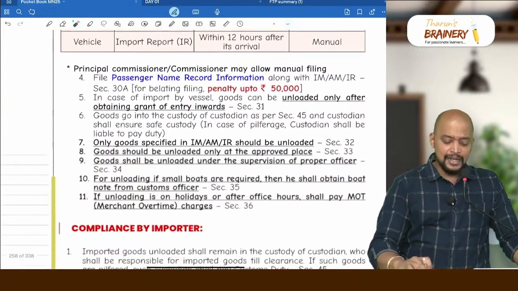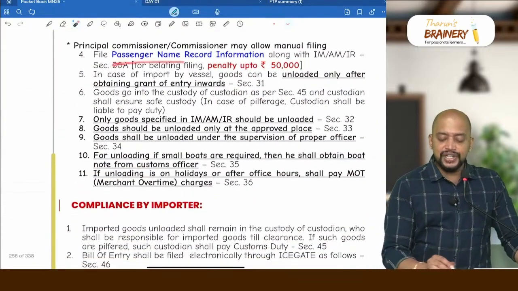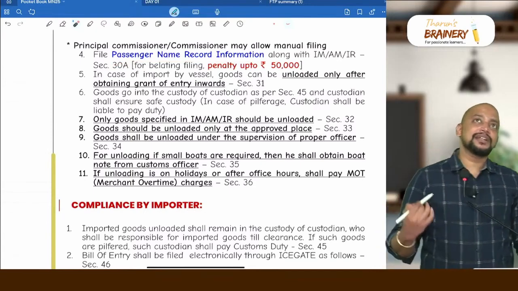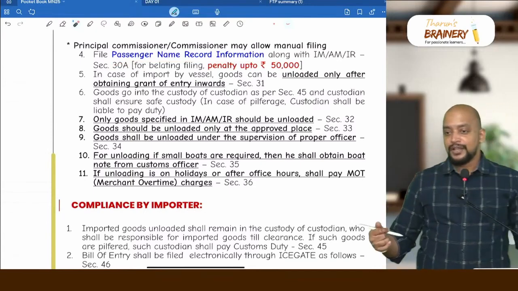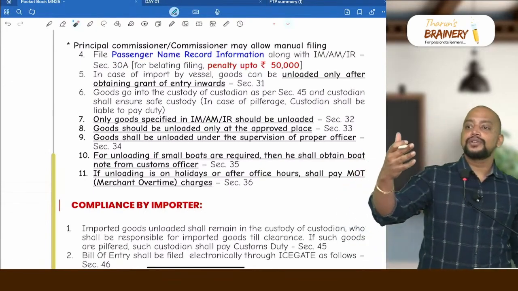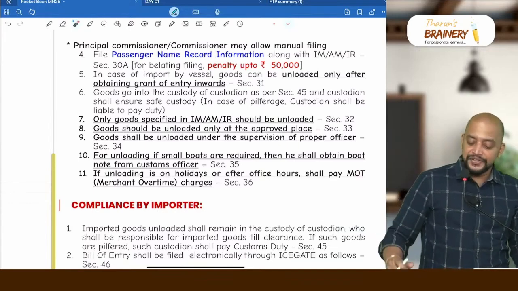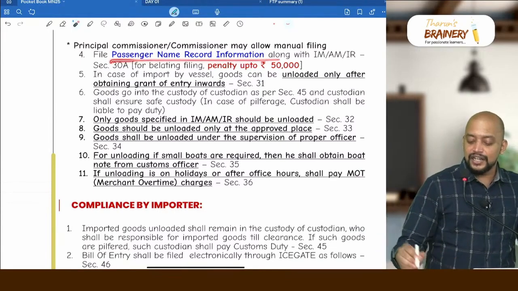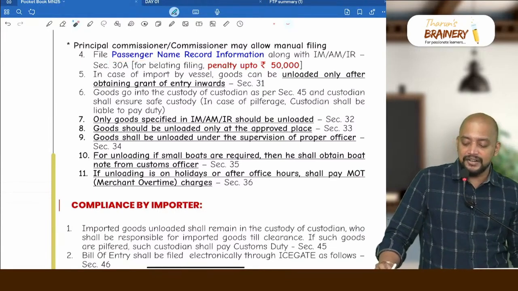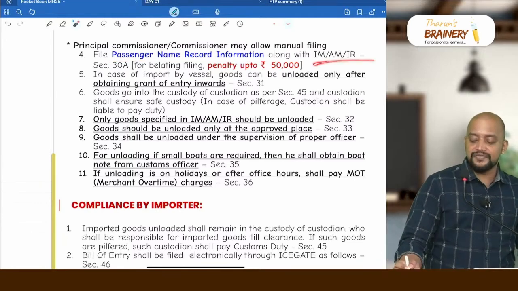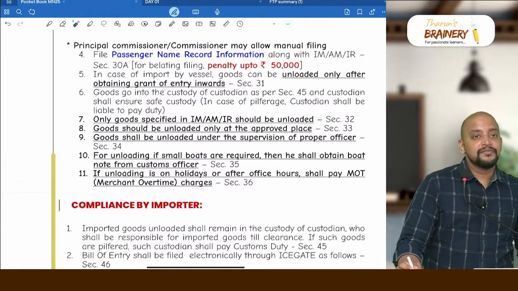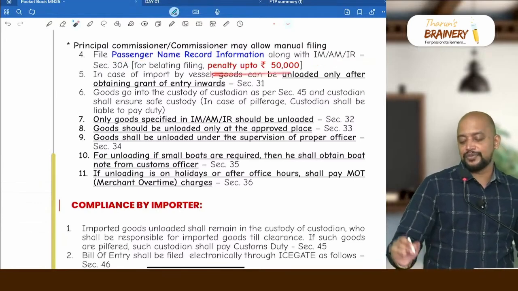Then next, they must file passenger name record information. Maybe some terrorists also can come into a cargo ship, and through the cargo ship as crew they can enter into India. Many movies we have seen, no. So that's the reason why they need to submit passenger name record information along with the import manifest, arrival manifest, import report. Belated filing, penalty up to 50,000.